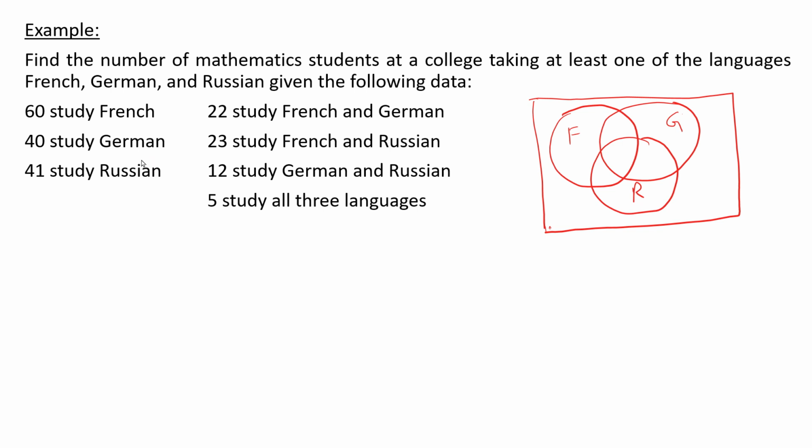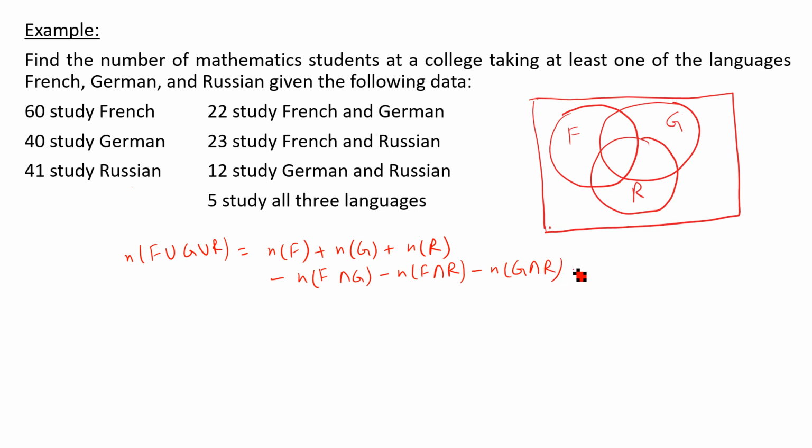So what we have to find is the number of students who study at least one of the languages, so F union G union R. So it is NF plus NG plus NR minus the number of students who study French and German, French and Russian, and German and Russian, plus F intersection G intersection R.